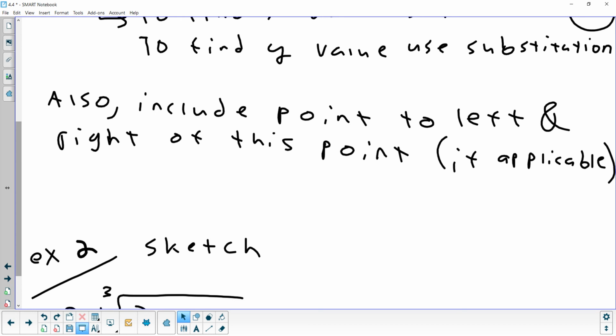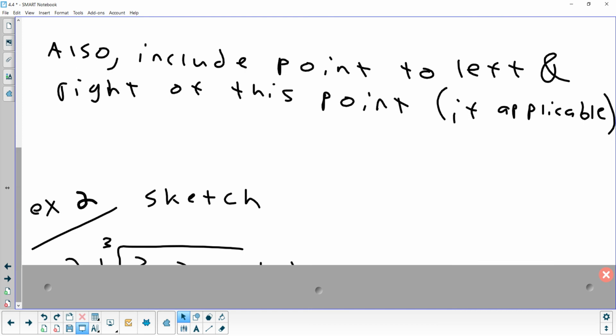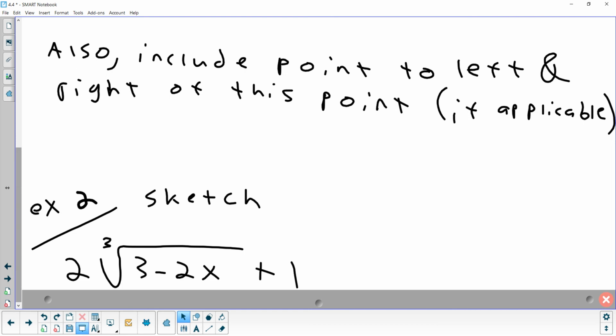All right, so let's try sketching a cube root. Before we do it, just think about it. Is this going to have a center point or a start point? Jake? Start point, because it's an odd number. It's going to have a center, because it's an odd root. So when we graph this, we're going to find the center, and then we're going to check points on both sides to get that curve.